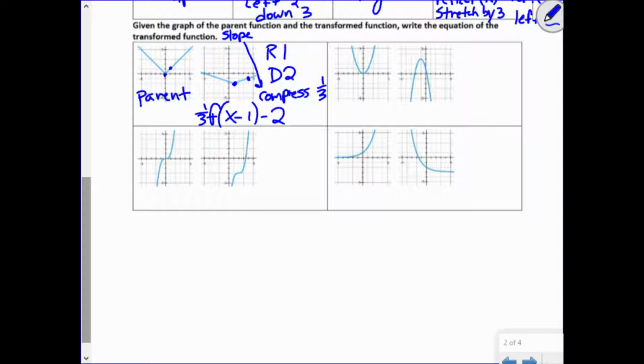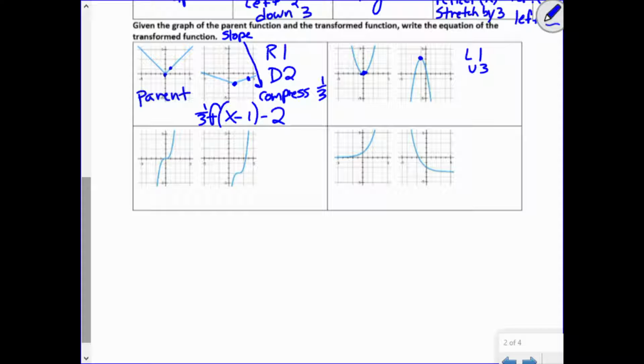Let's try this one. Here's my central point, right here. And I moved right there. How? Just left of one. Okay, I went left 1. Then I went up 3. That's how the point moved from point A to point B.